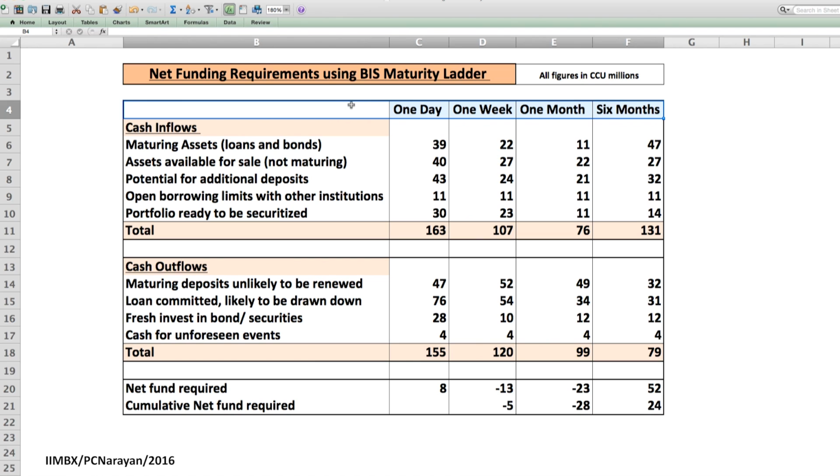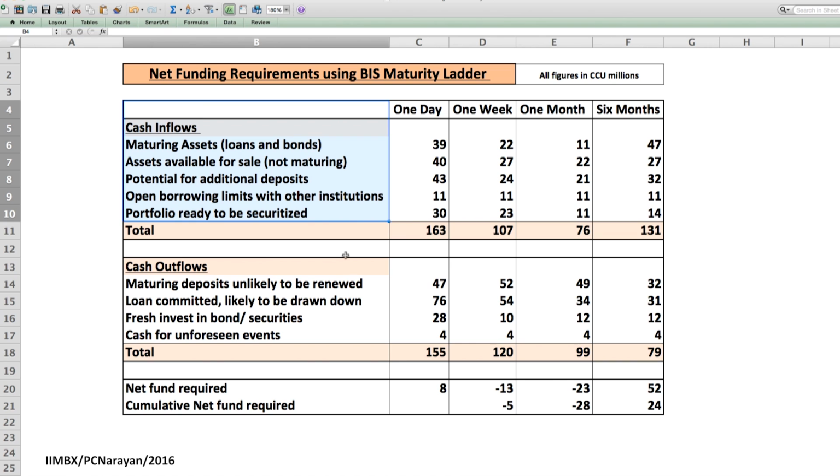Along the y-axis, we have various items of cash inflow, such as maturing assets, that is loans and bonds that are maturing in that coming planning horizon, and assets that are available. They are not maturing, but they are available for sale if required. Therefore, they could be used for liquidity management. Then the potential for additional deposits, open borrowing limits with other institutions, and portfolio that is ready to be securitized. There could be other lines of cash inflow, but in the example I have taken only these.